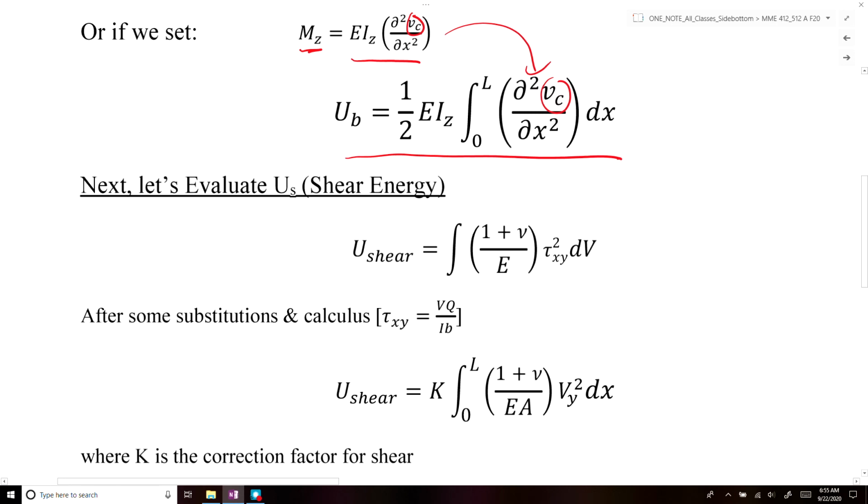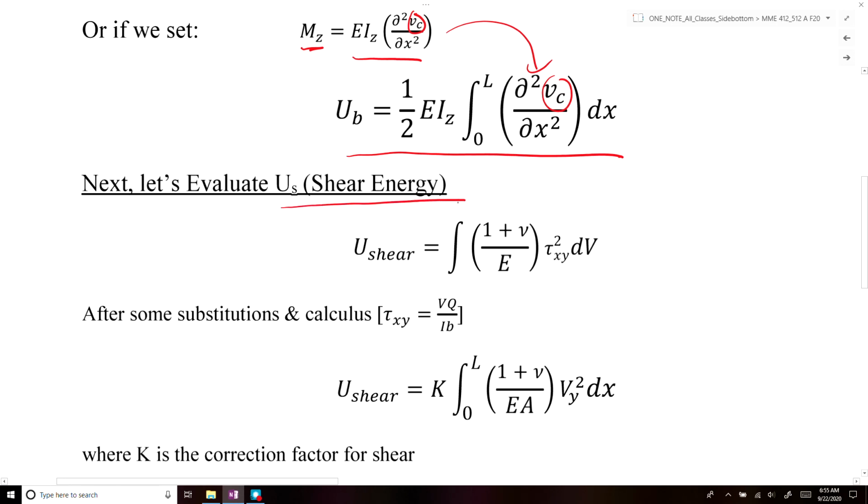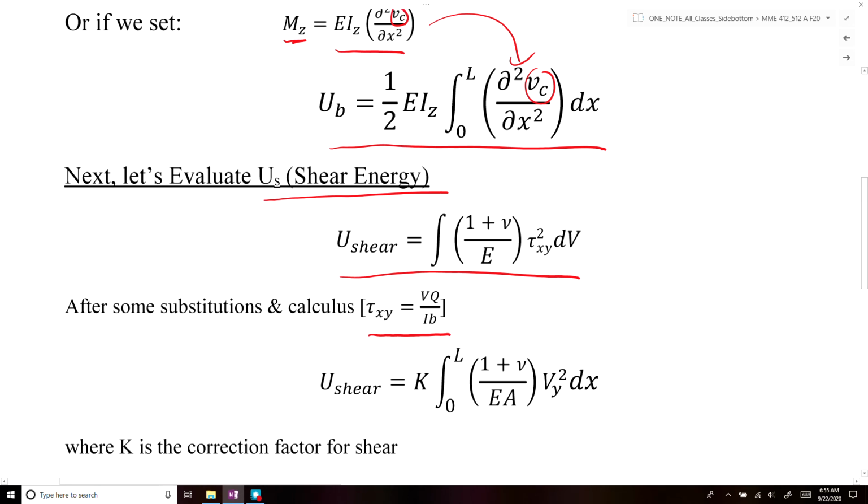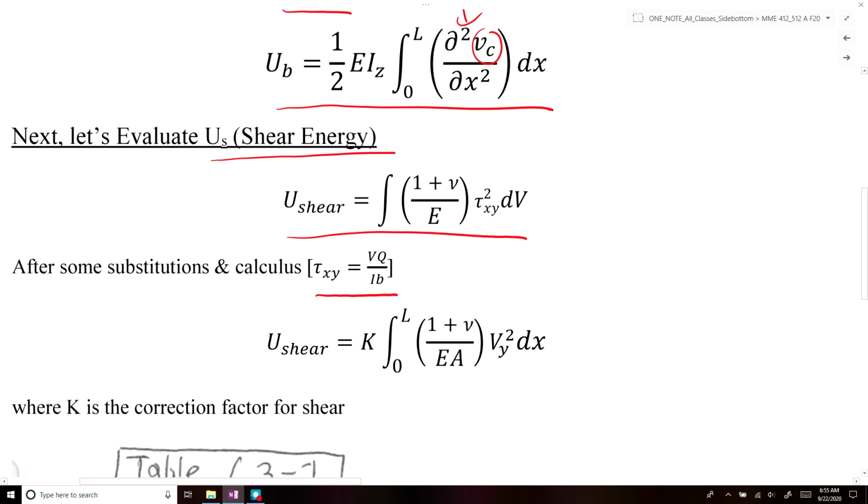The next thing we need to do is evaluate what the shear energy is equal to. Earlier we defined our shear strain energy as being equal to this term, and we're going to substitute in tau xy is equal to VQ over Ib. If we do all that, and we rearrange a few things in terms of what dV is equal to, what we end up getting is that our shear strain energy is going to be equal to this K term, which is a correction factor for shear, over 2 times (1 plus the Poisson's ratio) divided by EA, times the shear force squared dx.